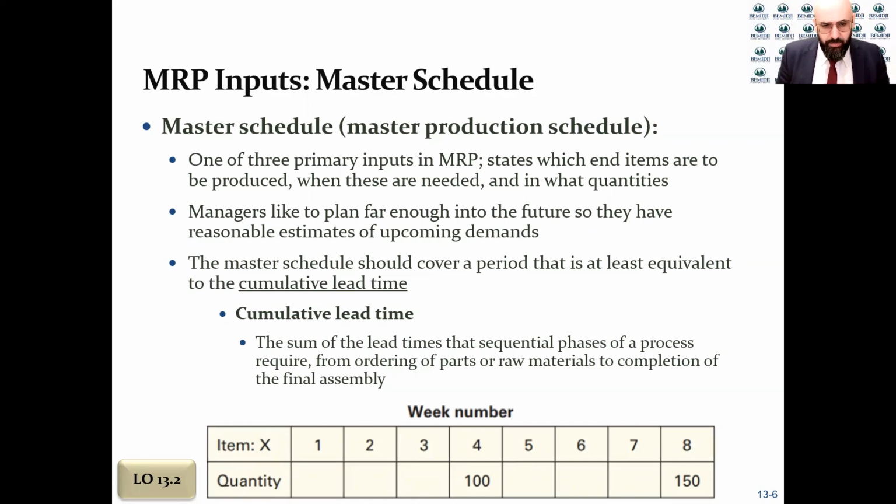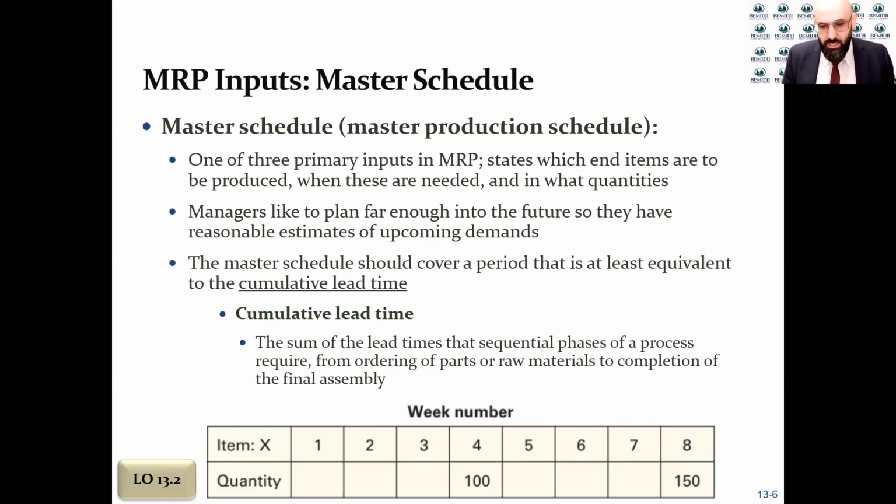This is item X. We have 8 weeks of demand. What we need here is 100 units on week 4, and also 150 units on week 8. So now we're going to dig deep to create a plan on when we should start producing these units to make them available on week 4. Again, this is just forecasting from previous chapters.